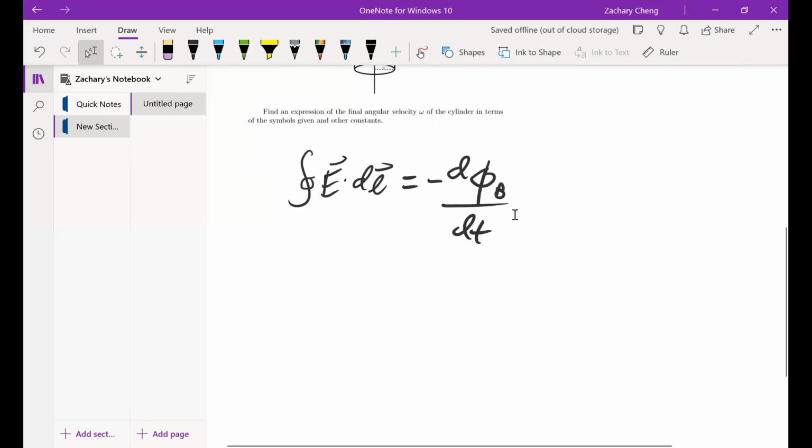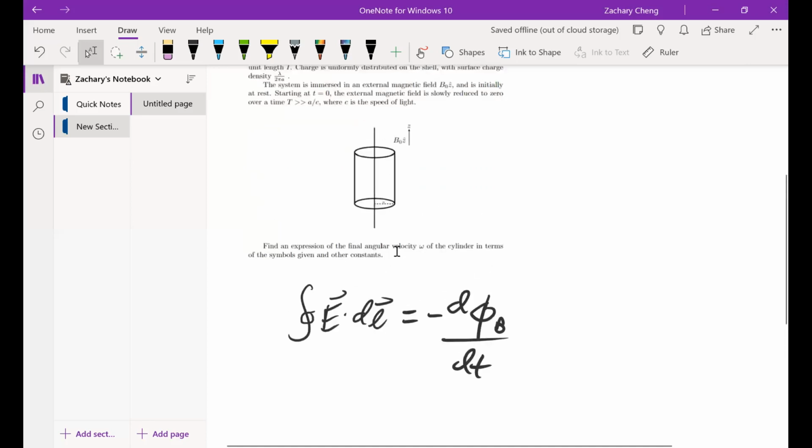Okay, so it's the integral of E dot dl. The magnetic field is pointing up in the z direction. So from the right hand rule, if you put your thumb in the z vertical direction, then your fingers curl around in a circle in the counterclockwise direction. So you can see that the induced electric field is going this way.